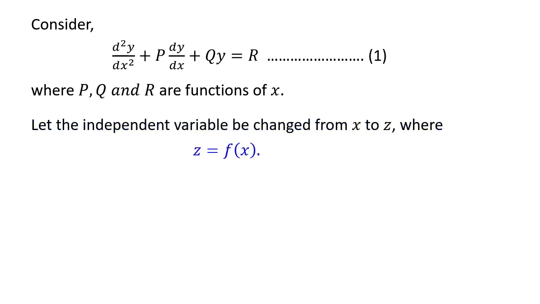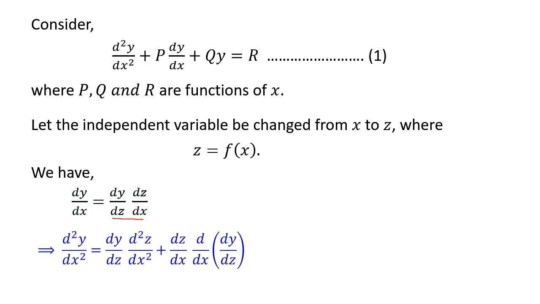Since the independent variable has been changed from x to z, now y depends on z and z depends on x. Therefore, dy by dx can be written as dy by dz into dz by dx. Now we shall differentiate further with respect to x. But before differentiating, please observe the right hand side. We have the first function, that is dy by dz, and the second one is dz by dx. Now we have to use product rule carefully.